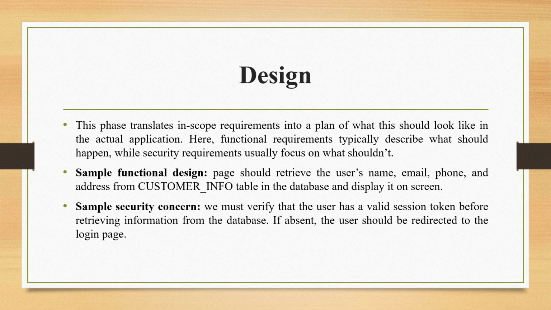The next phase is the design phase. This phase translates the in-scope requirements into a plan of what this should look like in an actual application. Here, functional requirements typically describe what should happen, while security requirements usually focus on what shouldn't. As we have already seen in the investigation phase, similar to that, the first one is a sample functional design. The page should retrieve the user's name, email, phone, and address from a customer information table in a database and display it on the screen.